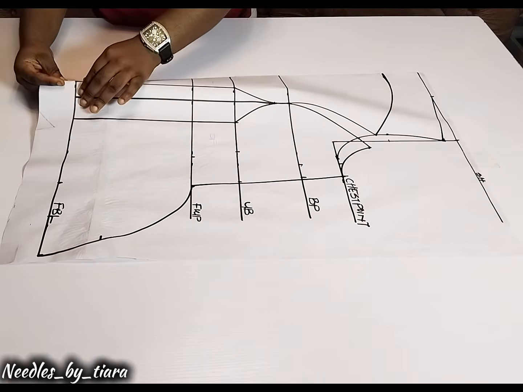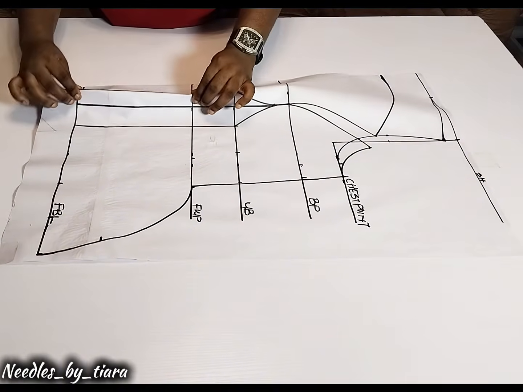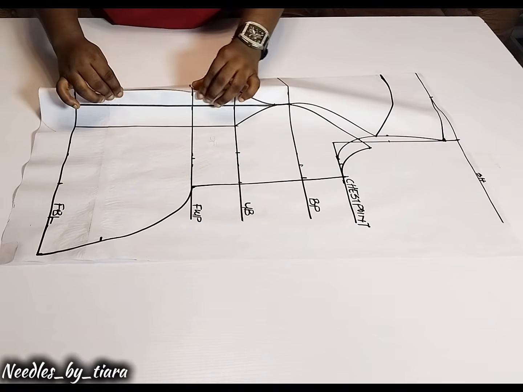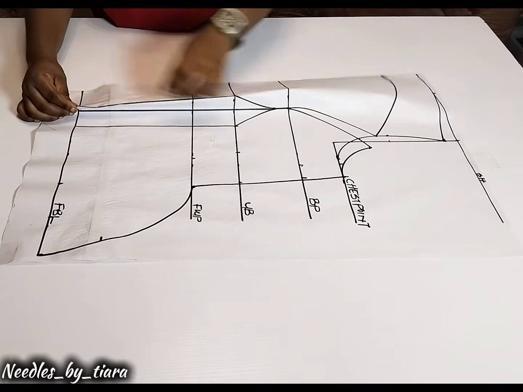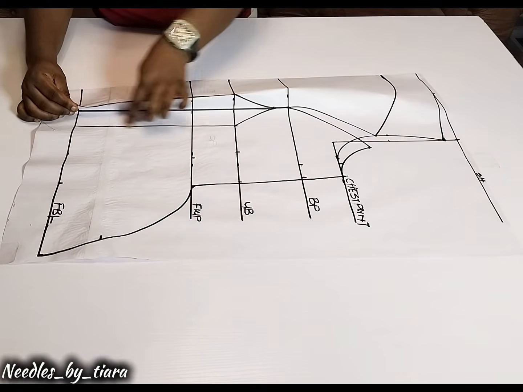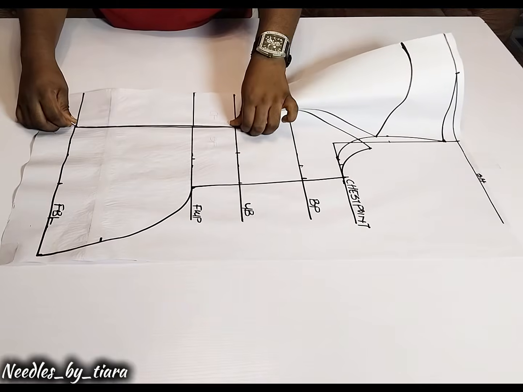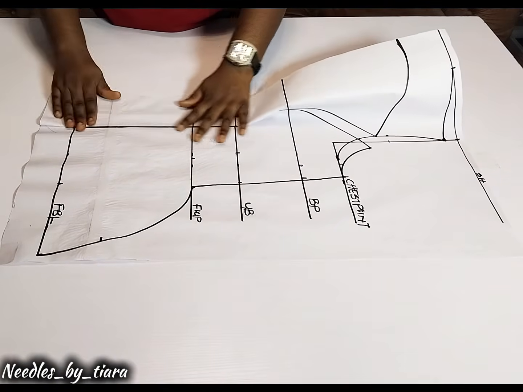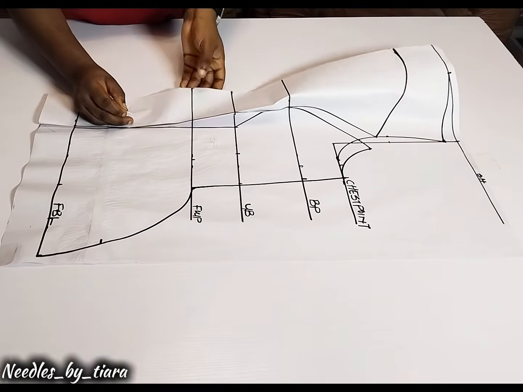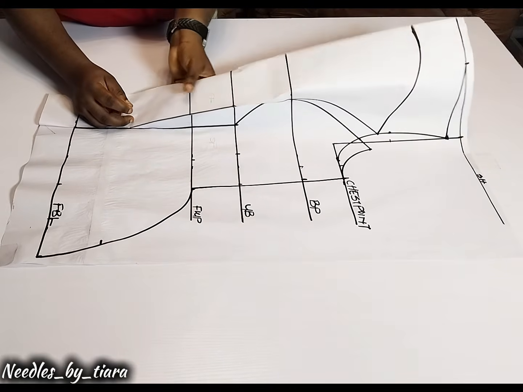So to do that, I'm going to fold my pattern paper this way. Fold your center front underbust dart this way. Having done that, you'd go ahead to overlap it on your side front underbust dart. So ensure that it is well aligned on both sides. Exactly what I'm doing at this point is what you'd most definitely want to do.